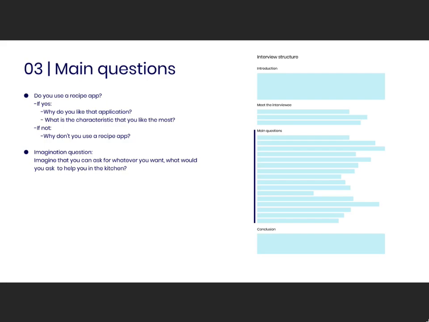At the end of this part, you can ask a very open question like, "Imagine that you can ask for whatever you want. What would you ask to help you in the kitchen?" With this open question, you can find exciting information that the user can share with you.